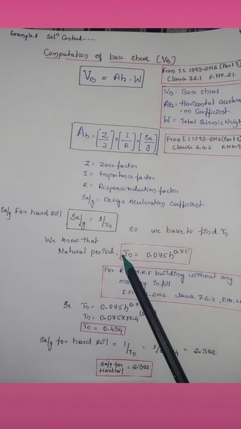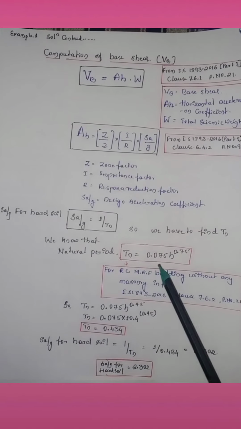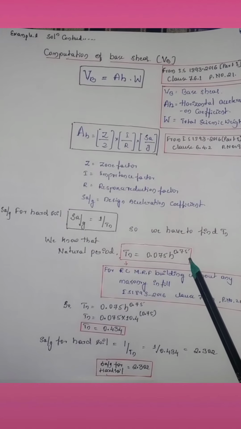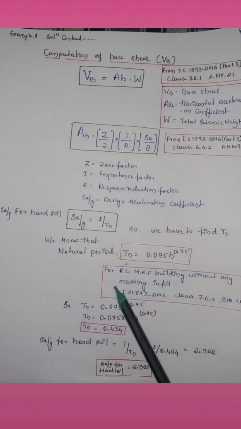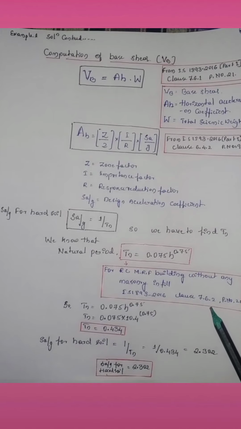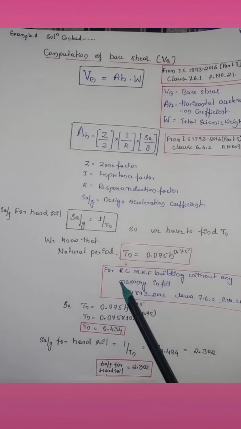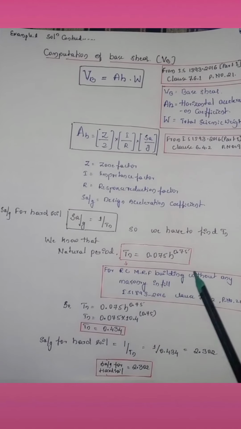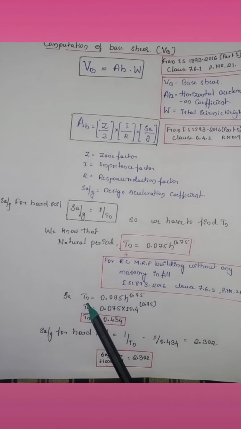We know that the natural period, or time period, is equal to 0.075 h raised to 0.75. I have taken this formula from IS 1893 2016 clause 7.6.2, for an RC moment resisting frame without infill. With infill we have another formula, but we are doing it without infill. Now Tn is the time period.